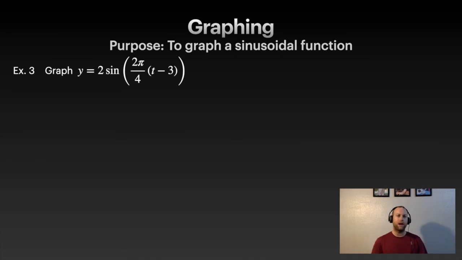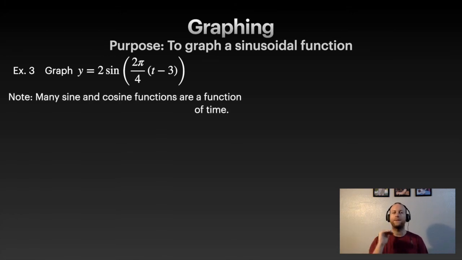So let's try graphing a few of these questions. We've got y equals 2 sine of 2 pi over 4 times (t minus 3). Note here I have t instead of x. This is because many sine and cosine functions are a function of time. We refer to time instead of x, or instead of degrees, because something that is cyclical over time needs time in the equation.